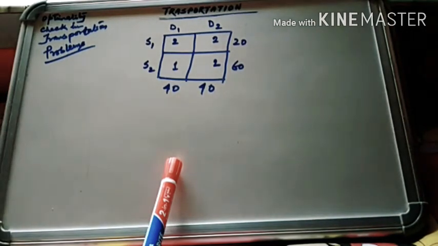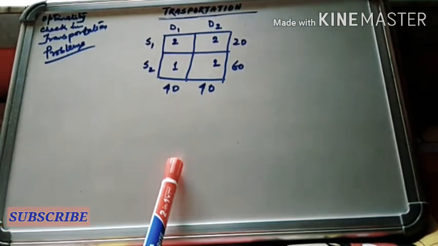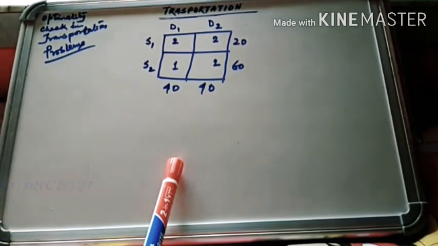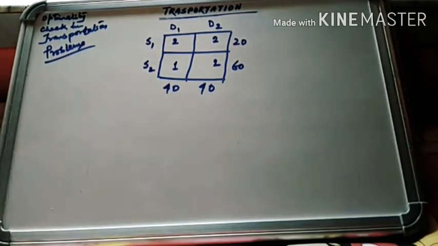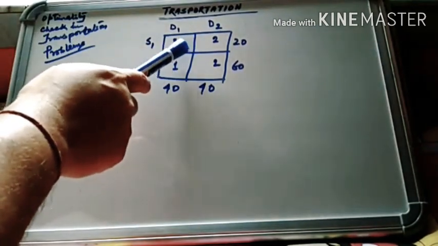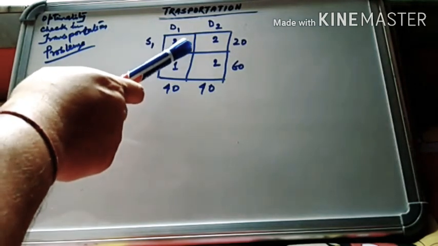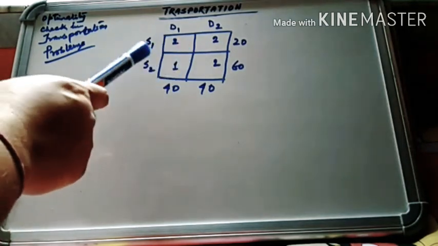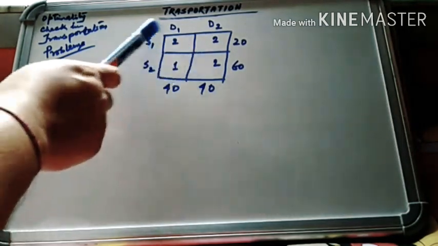First we have to apply the northwest corner method to find the transportation cost, and then we have to find the optimal table, or check the optimality of the table. So in order to do that, we first find the transportation cost using the northwest corner method. I have already made a video about the northwest corner method. In it, you have to select the northwest corner.